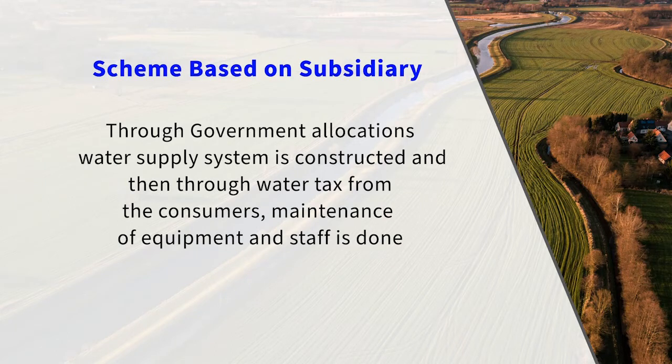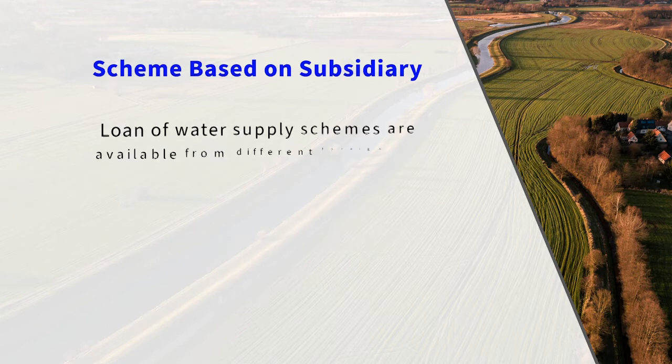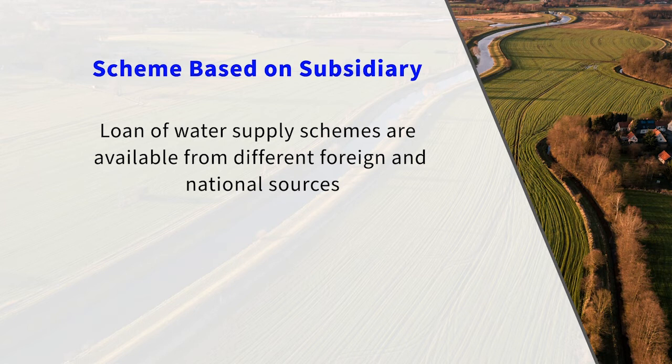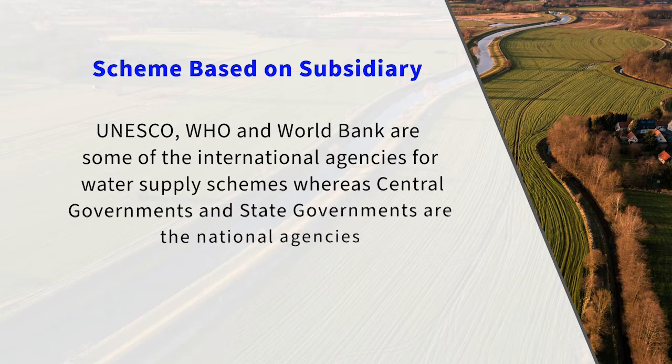Now, a scheme based on the subsidy. Through government allocation, the water supply system is constructed, and then through water tax from the consumer, maintenance of the equipment and the staff is done. Loans for water supply schemes are available from different foreign and national sources. UNESCO, WHO, and the World Bank are some of the international agencies for water supply schemes, whereas the central government and state government are the national agencies.